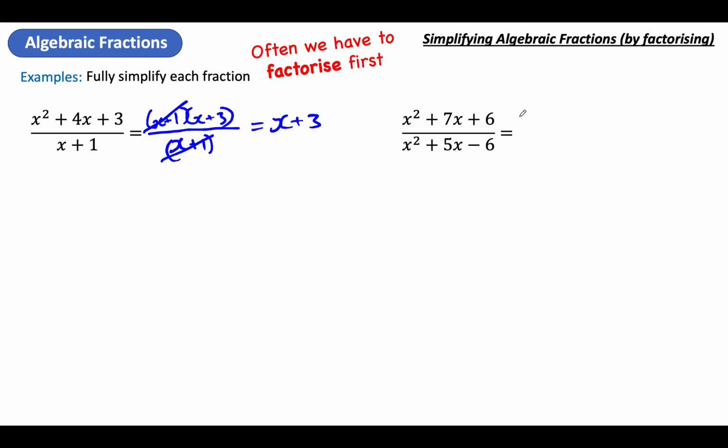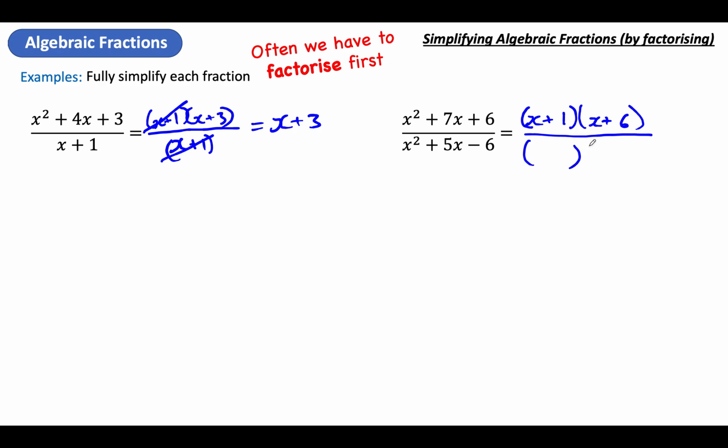Yeah, okay, now we've got 2 pairs. So let's do a bit of factorising here. All I'm doing is just factorising the quadratic equation, finding the pair of numbers that multiplies together to make 6, but adds together to make 7. And that would be 1 and 6. 1 times 6 is 6. 1 plus 6 is 7. So we've got x plus 1, x plus 6.